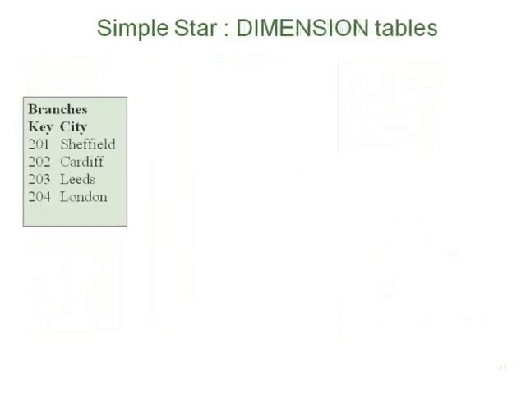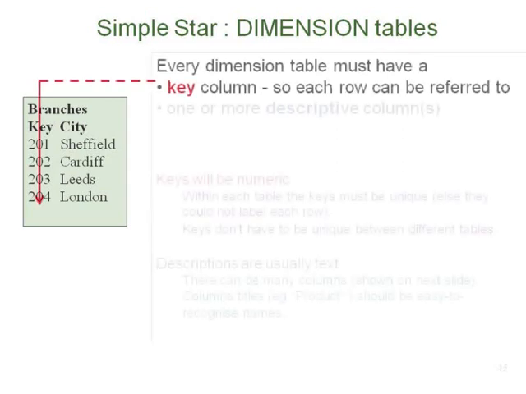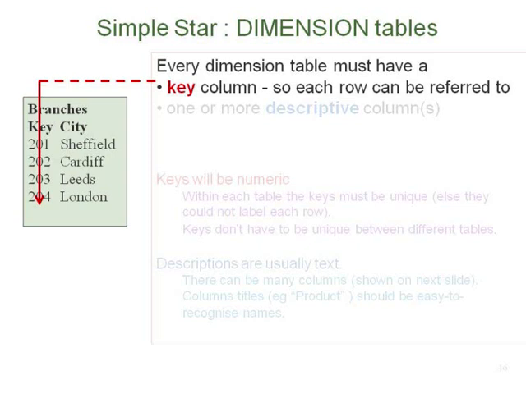So here we are showing just one of the dimensions, the branches dimension. In every dimension table you ever draw, you must have a key column, normally in the left hand or the first position. And this is so you can refer to each row. You can talk about row 201 or row 202, for example. And then, in every dimension table, there's going to be one, or possibly more than one, columns for describing the data. For example, being able to give the names of different cities.